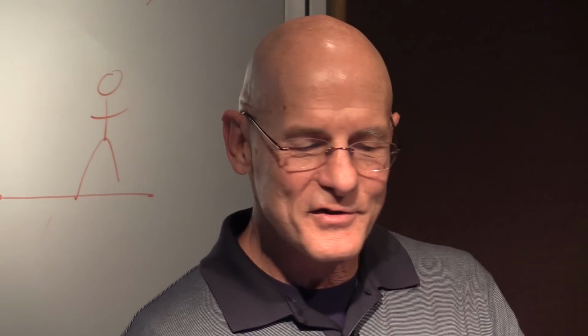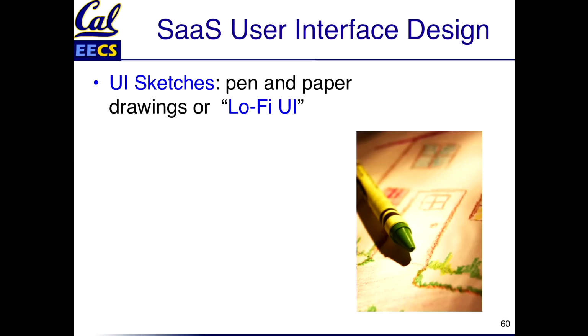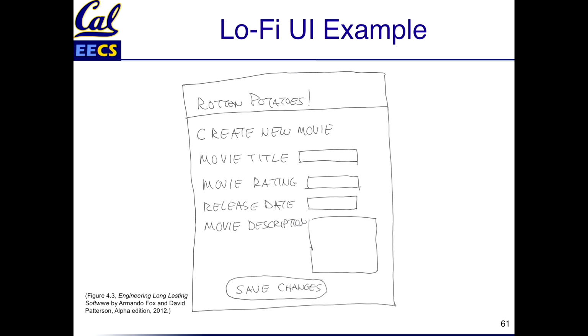We do user interface sketches with pen and paper, or with crayons. You could do it with crayons. And you make what's called the low-fi, low-fidelity user interface. So here's one that I did. You can see at the top of this page is Rotten Potatoes, and we're creating a new movie, and I left some blanks, some forms to fill in for the title, rating, release date, and here's a button at the bottom where they save the changes, right?